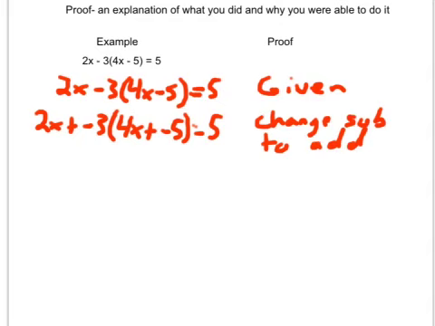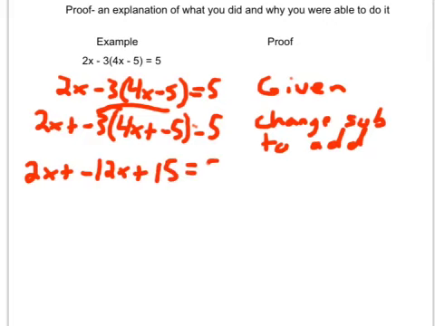Next thing you were told to do is distribute. So we're going to distribute this. The 2x and the plus sign are not involved. Negative 3 times 4x is negative 12x. Plus negative 3 times negative 5 is positive 15 equals 5. Proof for that is distribute. That's what we did. You could also write distributive property, would be another way to write that.